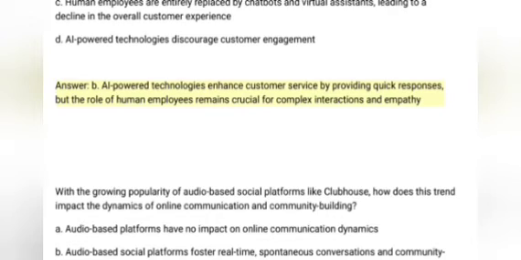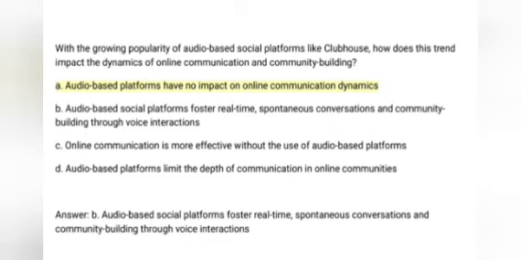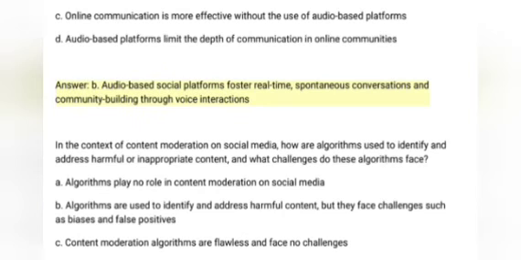complex interactions and empathy. With the growing popularity of audio-based social platforms like Clubhouse, how does this trend impact the dynamics of online communication and community building? A. Audio-based platforms have no impact on online communication dynamics. B. Audio-based social platforms foster real-time, spontaneous conversations and community building through voice interactions. C. Online communication is more effective without the use of audio-based platforms. D. Audio-based platforms limit the depth of communication in online communities. Answer: B. Audio-based social platforms foster real-time, spontaneous conversations and community building through voice interactions.